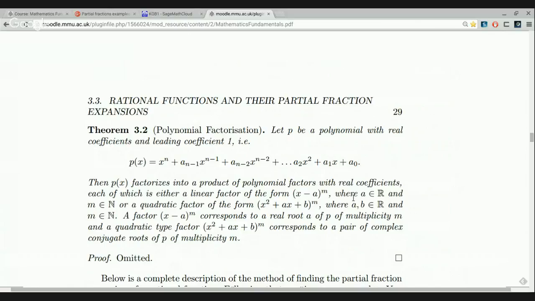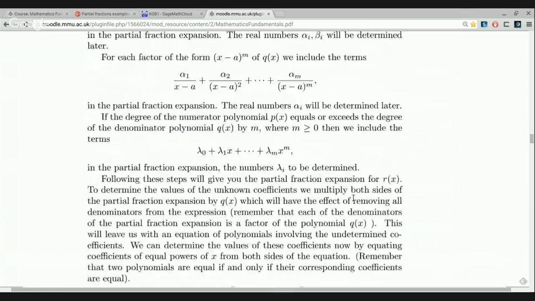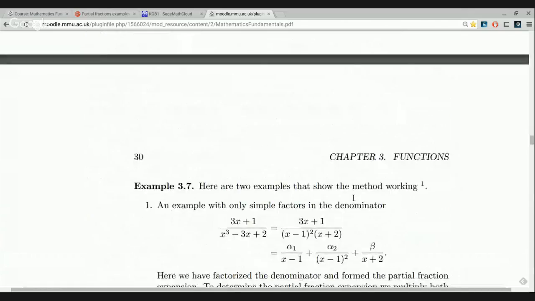So every polynomial with real coefficients can be factored down into just products of factors of those types. Okay? And these give you how the denominators are going to look like in the partial fraction expansion. Okay? Now the general method is described there, but I'd rather investigate it with the use of these examples here.